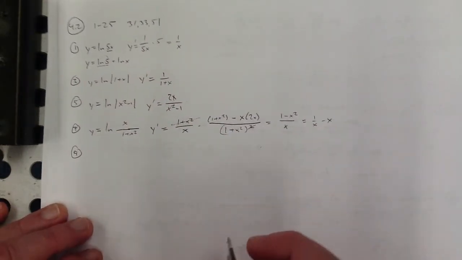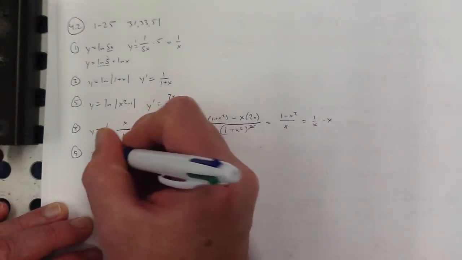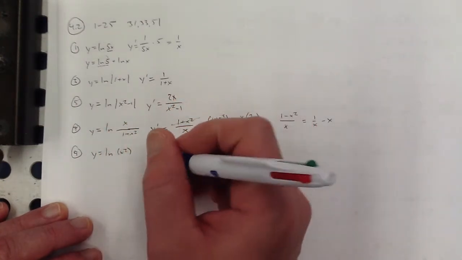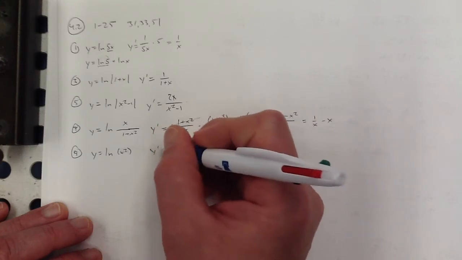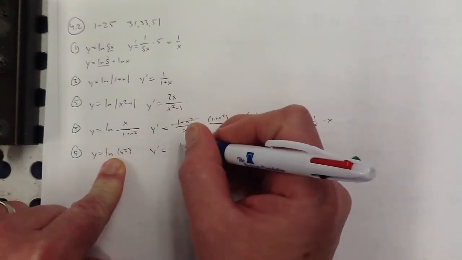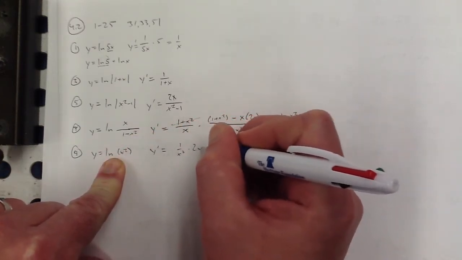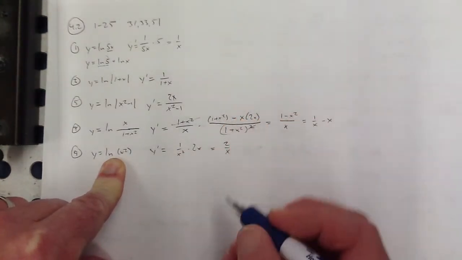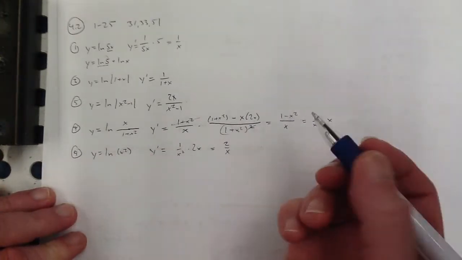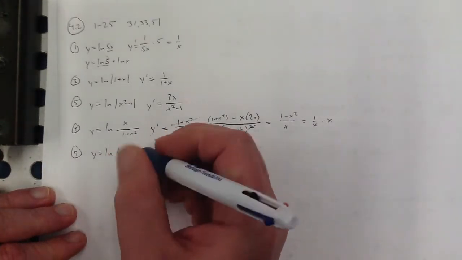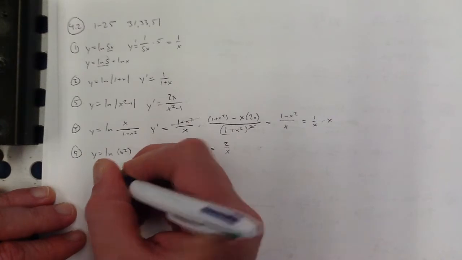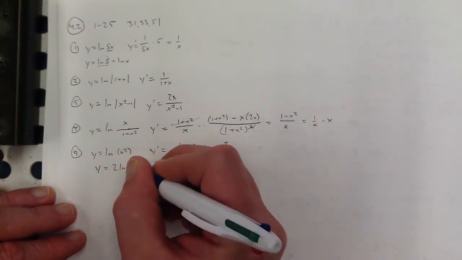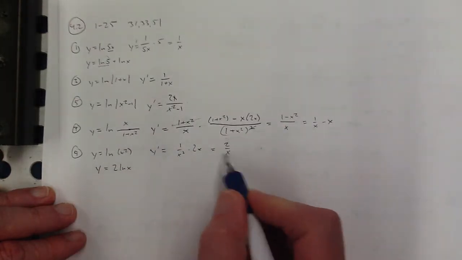Number 9. How about the natural log of x squared? So that is 1 over x squared times the derivative of what's inside, which is 2x. That's interesting. But then you're like, oh yeah, that makes sense because there's another rule that says if you have a power here, you can bring it out to the front. And then that would have been just this, right?